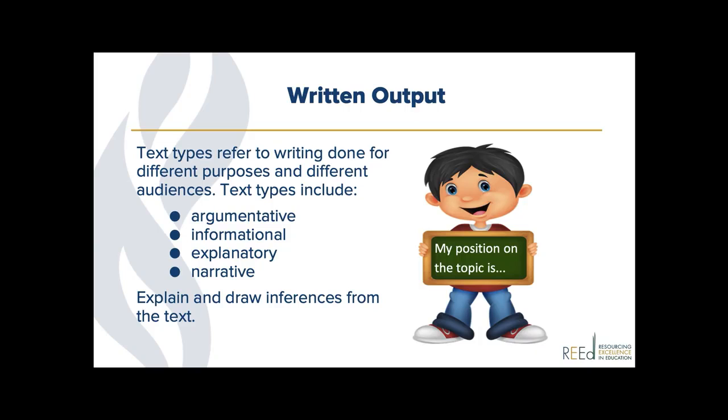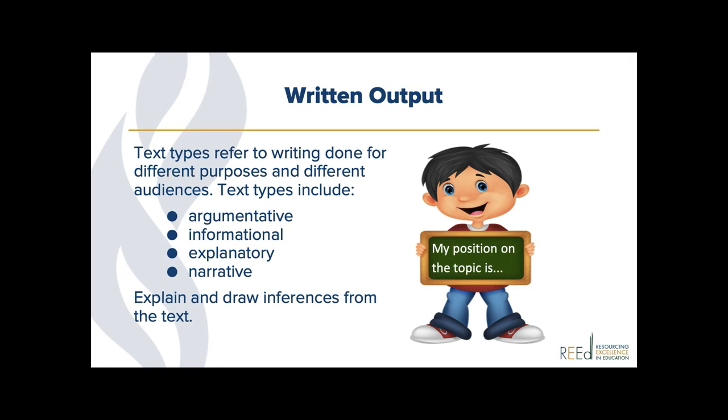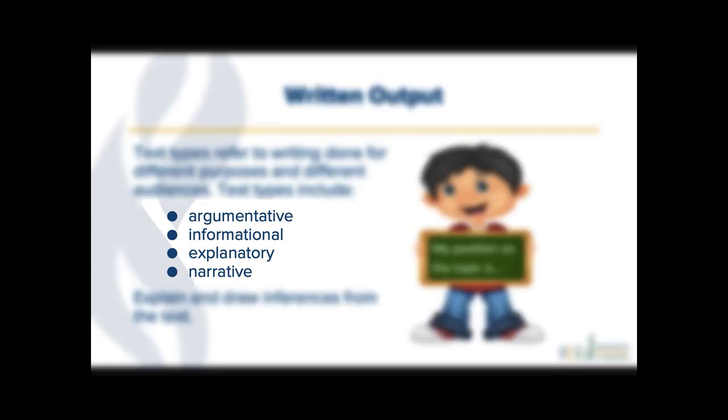Written output may include essays, articles, letters, and literature. It is important for teachers to support students in producing written texts that communicate clear, meaningful, and original academic messages in each discipline. The teacher can respond in ways that extend student ideas and/or enable students to further explain and specify their thinking. Text types refer to writing done for different purposes and different audiences. Examples from the Common Core writing standards include argumentative, informational, explanatory, and narrative.